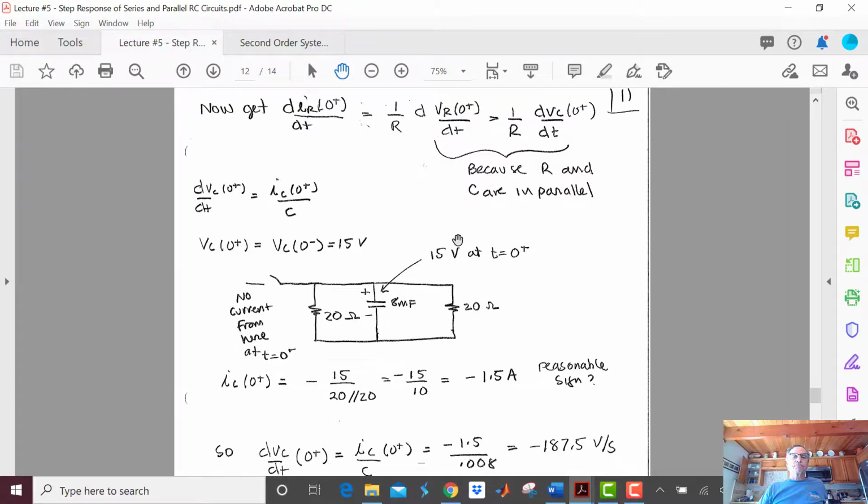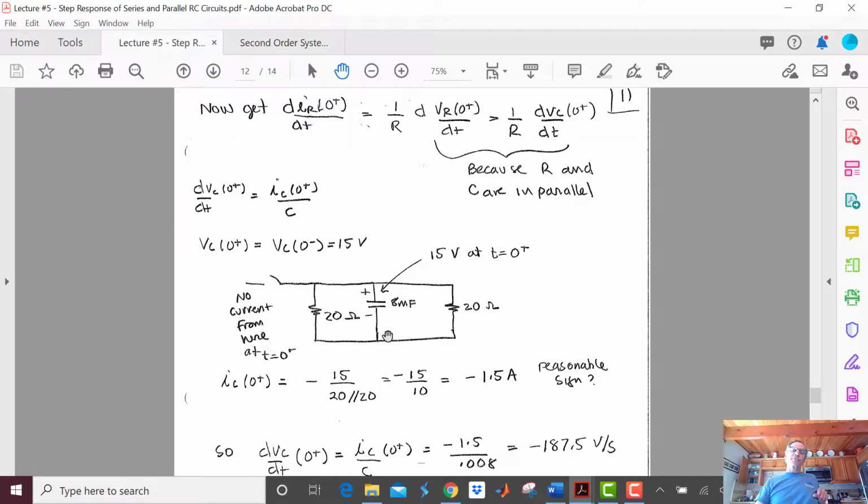So let's look at how we're going to get that. VC at 0 plus is equal to VC at 0 minus, which is going to be 15 volts. So IC at 0 plus, in order to keep that 15 volts, I've got to put out enough current so that I can maintain that 15 volts. So that means I need to put 15 volts across the parallel combination of these two resistors. Or IC at 0 plus is minus, because it's coming out of the capacitor, 15 volts divided by 20 in parallel with 20, 15 divided by 10, minus 1.5 amps.